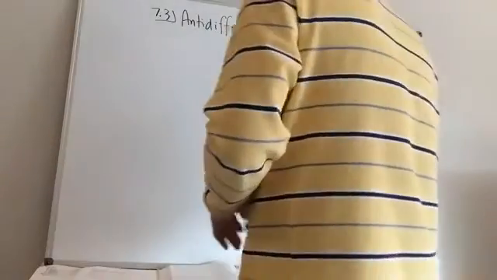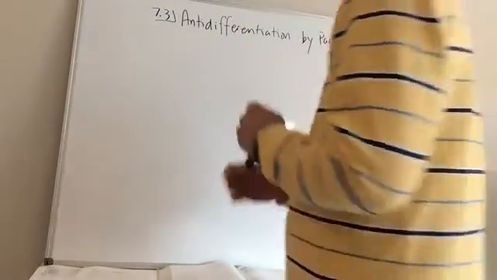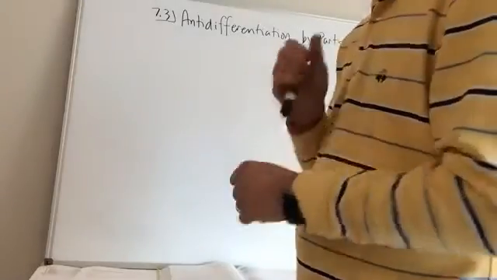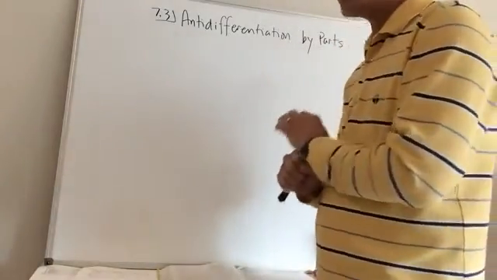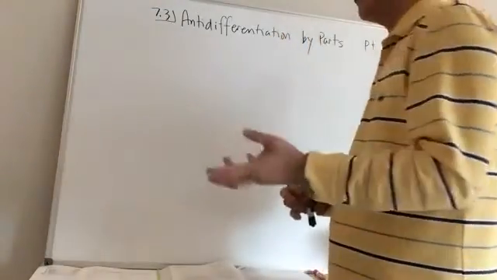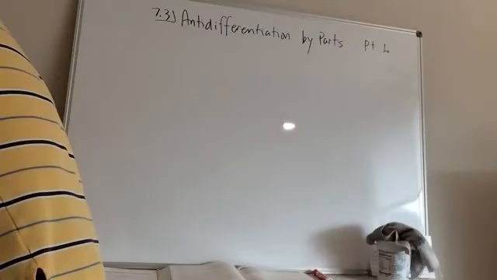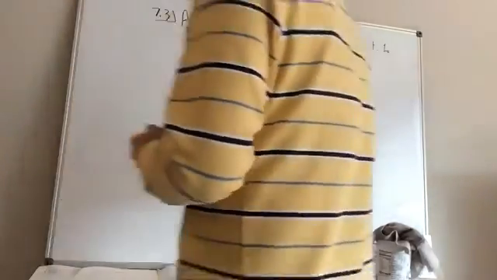All right, so let's move on to 7.3. We're going to do anti-differentiation by parts. This is kind of the same mindset or philosophy that you had with the substitutions. You have to be very deliberate. Again, you don't want to try to do two or three different steps at a time.